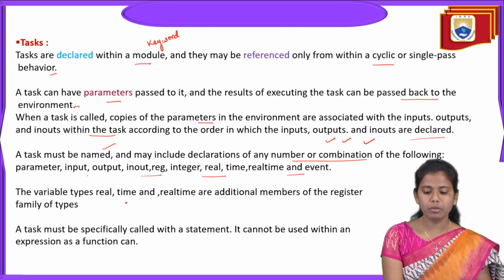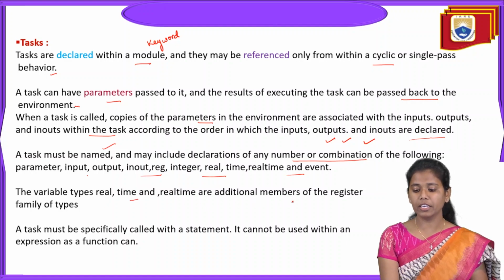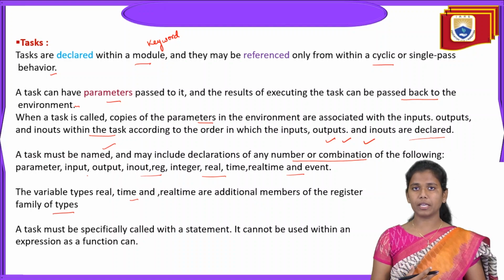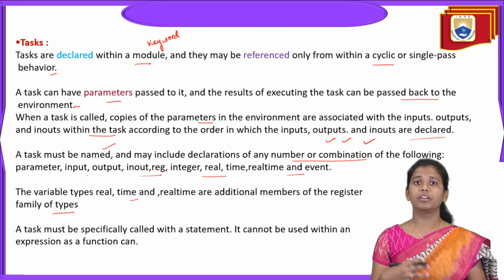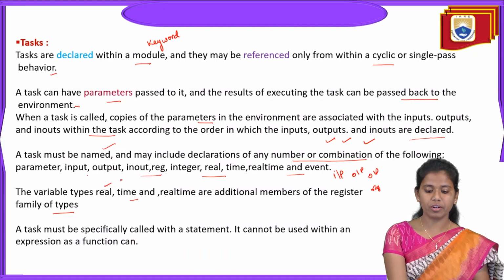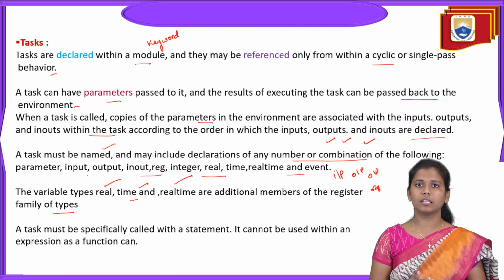Then the variable types time, real, and realtime are additional members of the register family of types. So here the different parameters could be input, output, inout, and also registers. We have mentioned time, real, and realtime, so these are nothing but the additional types.